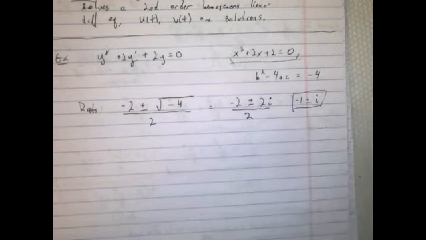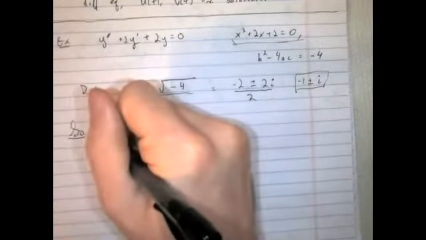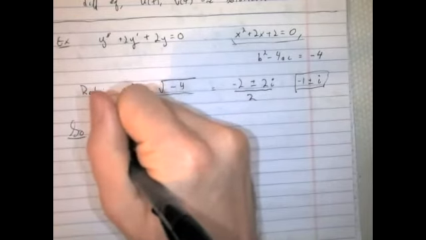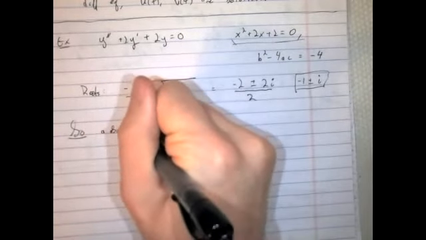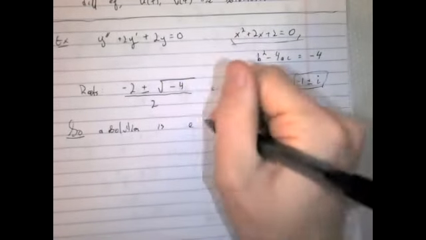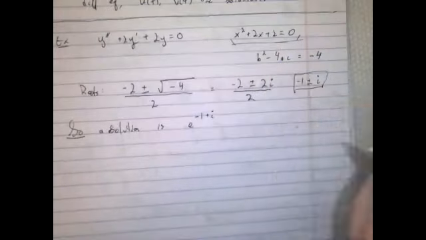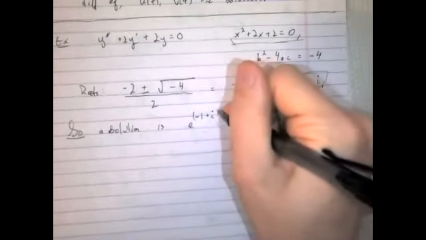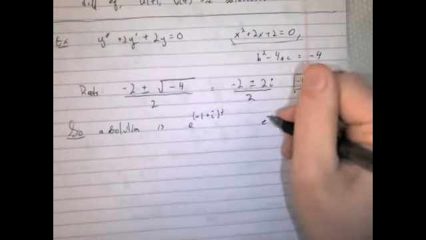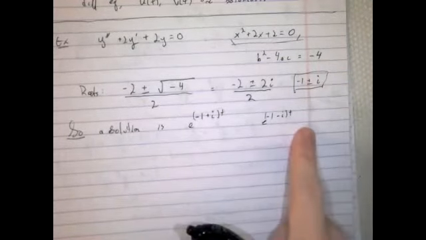Right. Do we agree that these are the roots? Yeah. Excellent. So a root, or so a solution, is e to the negative 1 plus i times t. And also e to the negative 1 minus i times t. Both of these correspond to solutions.